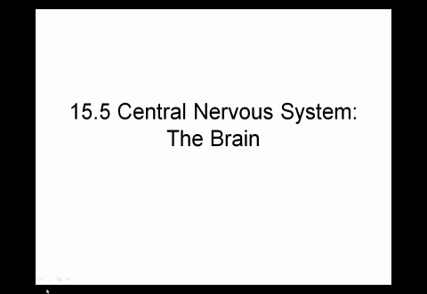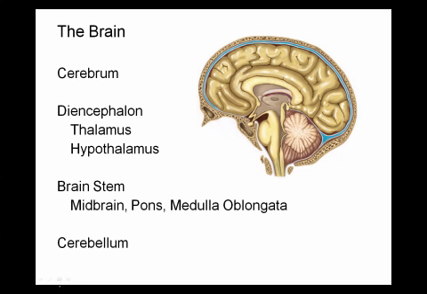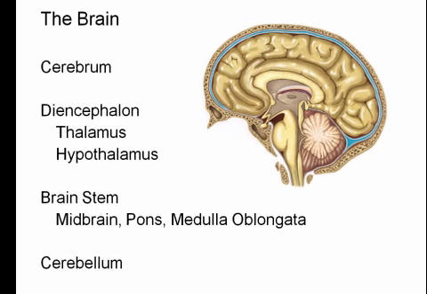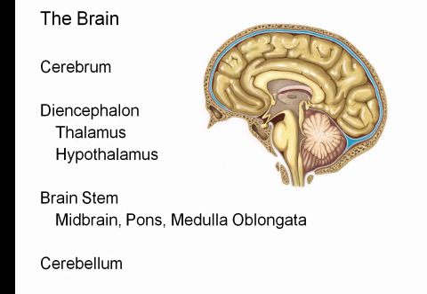15.5 Central Nervous System, the brain. This diagram represents a mid-sagittal section. If we cut the brain right on the midline into equal right and left sides, we would get this sagittal section. We can use this to first identify the major parts of the brain, and then we'll assign some specific function to these.